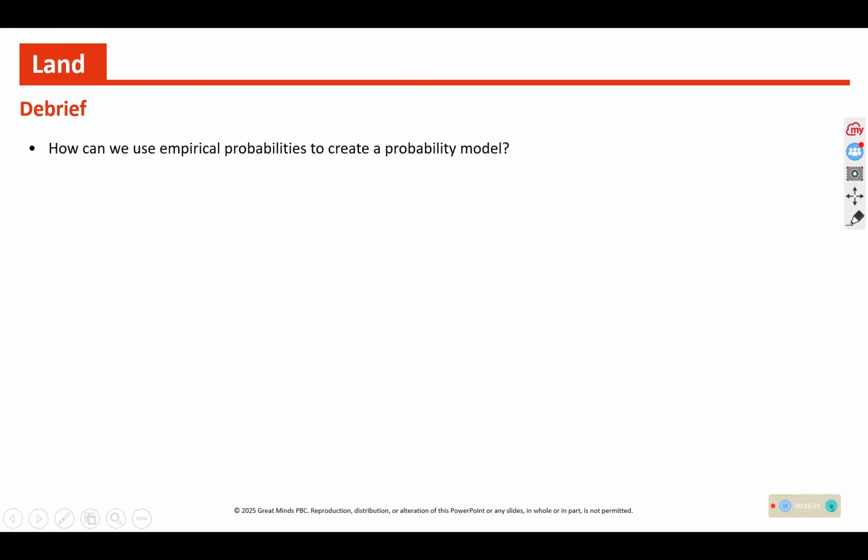So it says, how can we use empirical probabilities to create a probability model? When we use a large number of trials, it helps us approach that theoretical probability. So we can use those results from repeated trials to help us approximate theoretical probabilities.